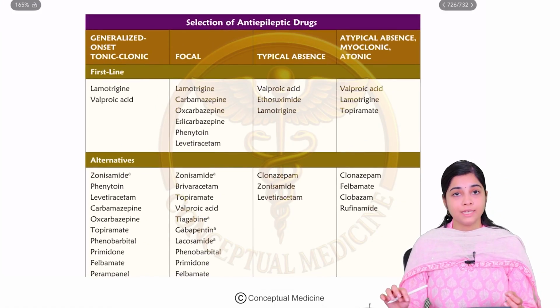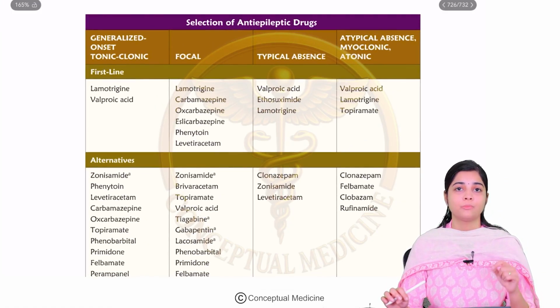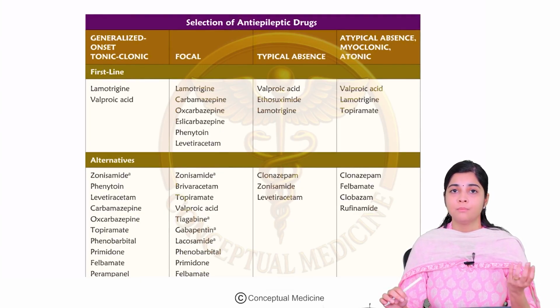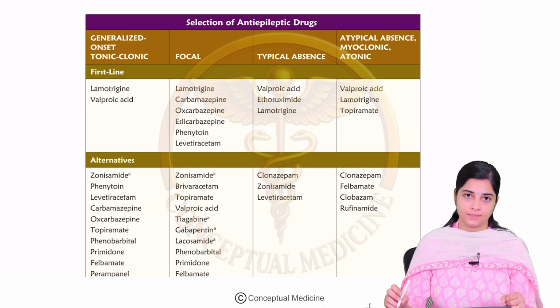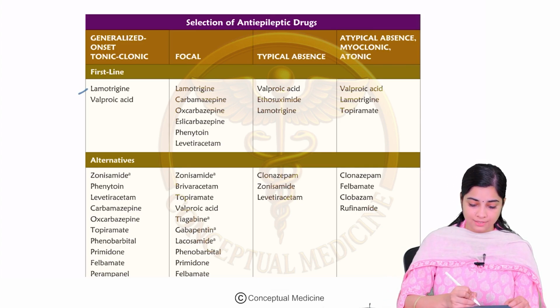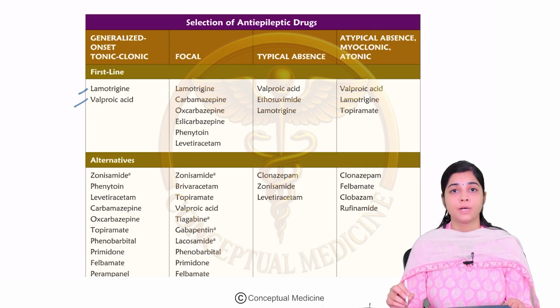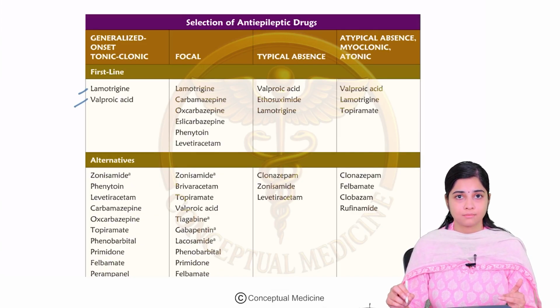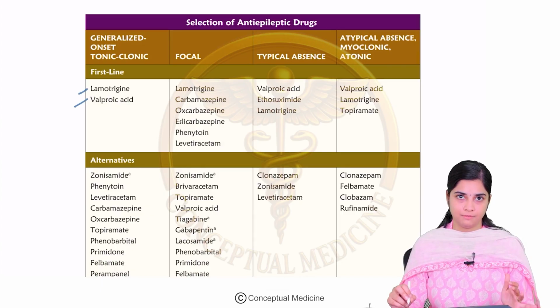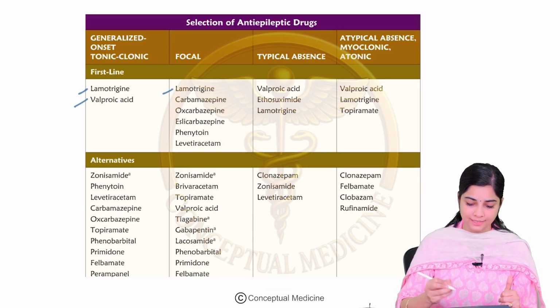Like I told you, nowadays the most commonly used drug is levetiracetam. Irrespective of what type of seizures it is, most physicians resort to levetiracetam. However, it is not always the first line drug. Whenever you have generalized onset tonic-clonic seizures, the first line drugs are lamotrigine and your good old valproate. Though valproate has so many side effects, it is still the first line drug. Whenever you start lamotrigine, be aware that there is a risk of Stevens-Johnson syndrome, and be aware of valproate toxicity.